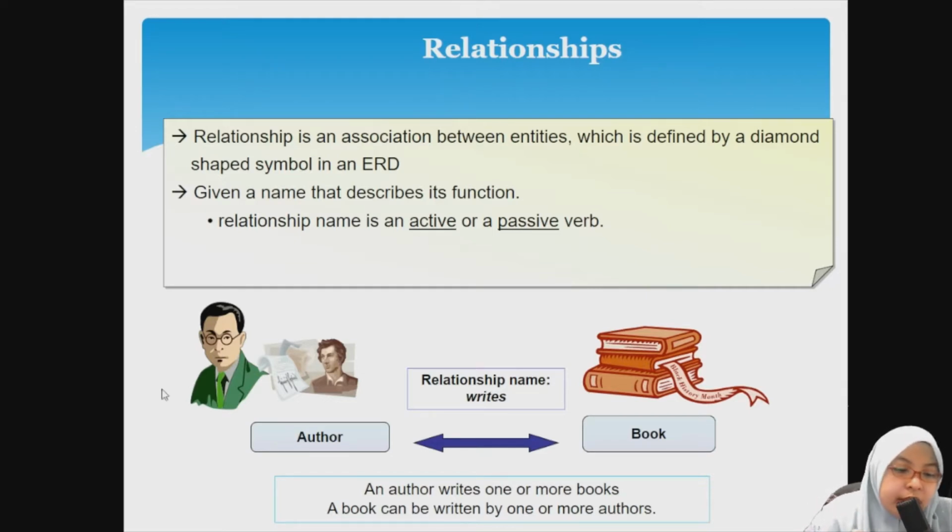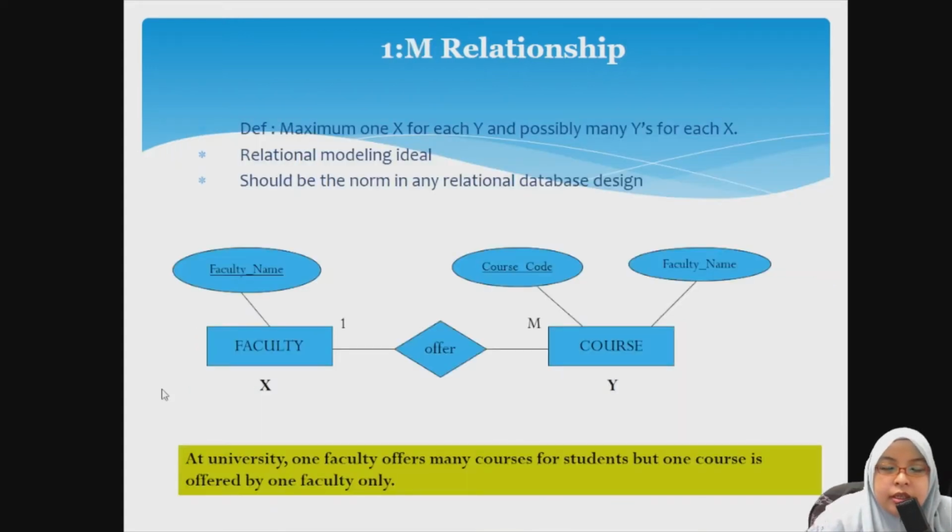In the next point, we look at the one to many relationship. One refers to the number one and many refers to the capital M. So it is maximum one X for each Y and possibly many Y's for each X. That is the definition of a one to M relationship.